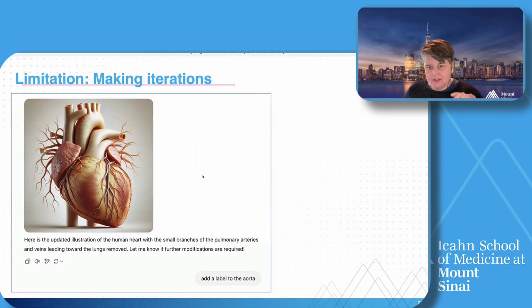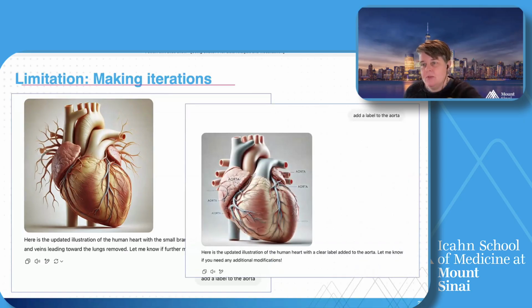What happens is whenever you ask it to do anything, ChatGPT kind of goes back into the well, looks at all of its sources, and then creates a new image. So it can't iterate on an image that already exists. It's going to recreate something different. So here's what it created when I asked it to add a label to the aorta, a completely different heart. And you may also notice that it labeled many different things as the aorta, but not actually the aorta itself.